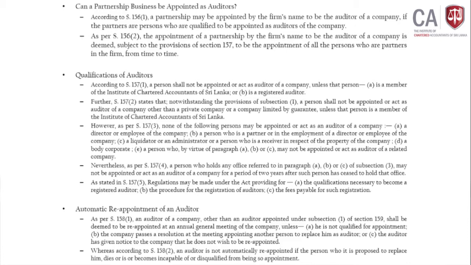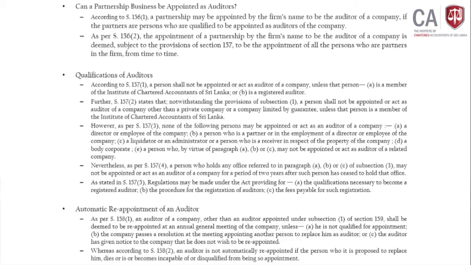Whereas according to section 158(2), an auditor is not automatically reappointed, but has to be nominated and seconded, or proposed and seconded, at the annual general meeting, if the person who it is proposed to replace him dies, or becomes incapable or disqualified from being so appointed. That means an auditor is not automatically reappointed. At the AGM sometimes one may say we prefer to reappoint the same auditor who existed during the last year. But such automatic reappointment will not come into force if the person who it is proposed to replace him, that means the next subsequent auditor, dies or becomes incapable or disqualified from being so appointed.